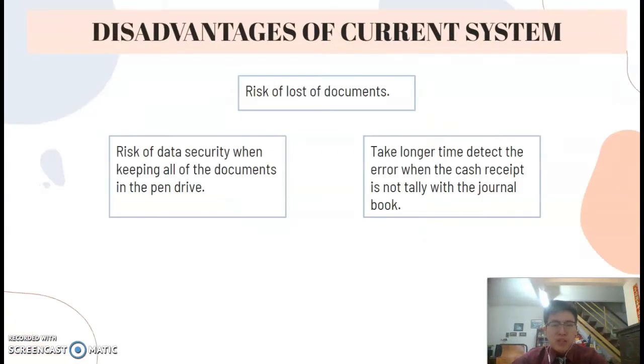There are several disadvantages of the current system of Memburger from the interview sessions. The first disadvantage is the risk of loss of documents. Other than that, there are also data security risks when keeping all of the documents in the pen drive. From the interview sessions, we got to know that Memburger has lost their pen drive once, and their pen drive has also been attacked by a virus once. It also takes them longer to detect the error when the cash receipt does not tally with the journal book.